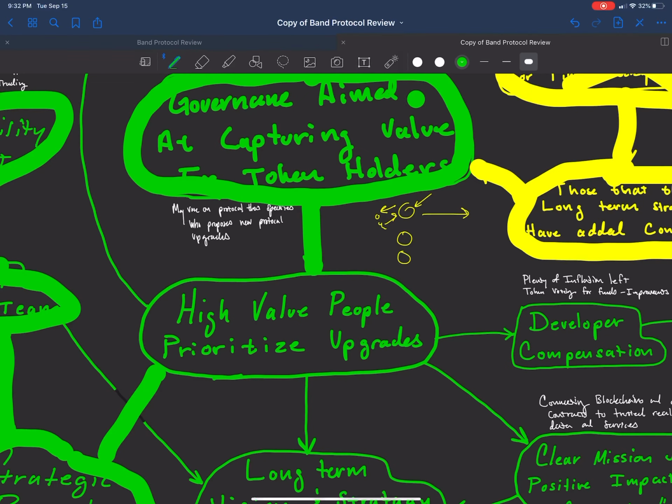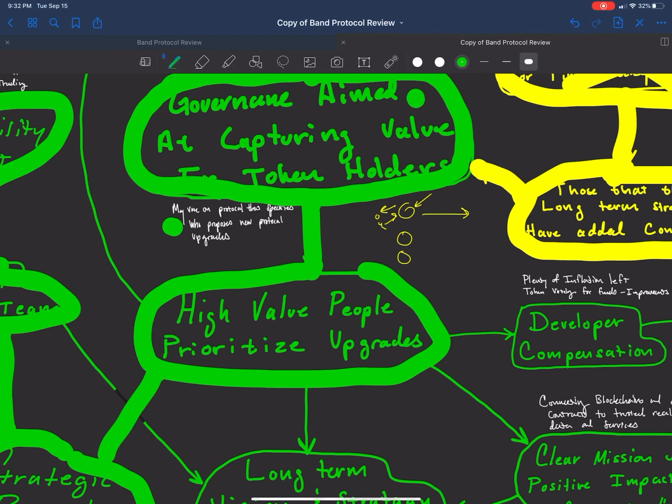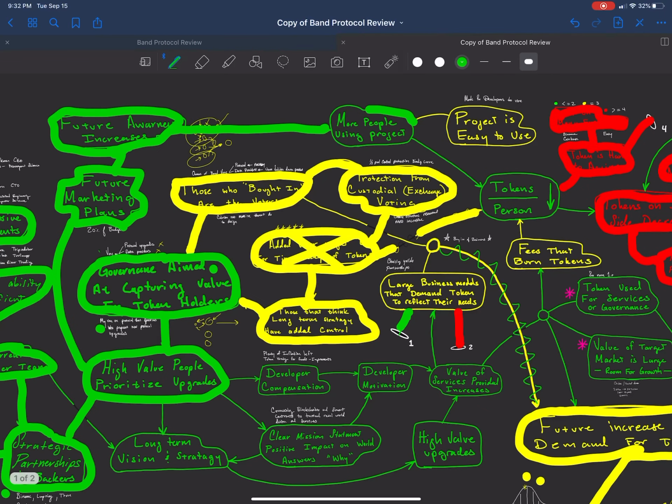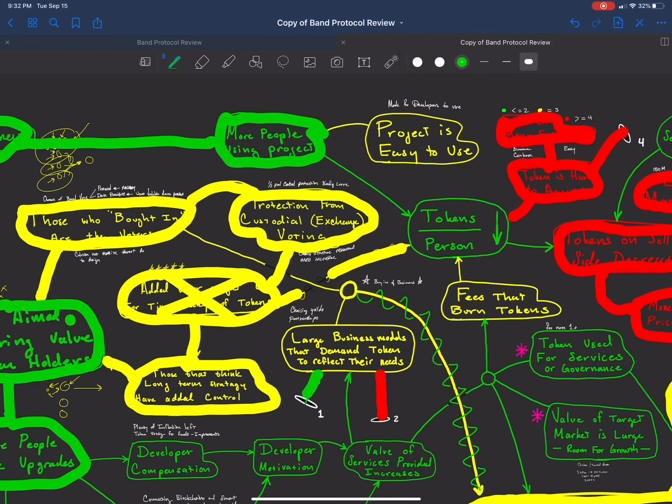So yes, the governance is aimed at capturing value for the tokens. Yes, the token's used to promote protocol upgrades. All right. So future marketing, 20% of the budget goes to future marketing. Future awareness will increase because of this. We're going to see more people using the project, more projects using it. I do expect that to happen.